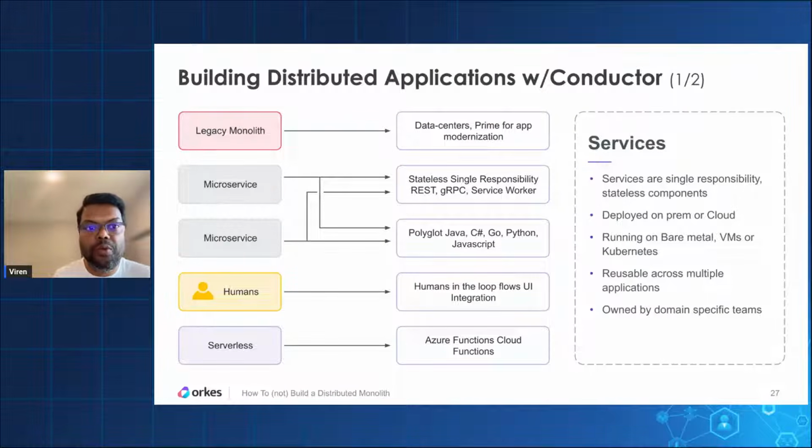Another thing is, you have legacy monoliths which are prime for app modernization, but not there yet. Maybe they are running in data centers. And last but not least is humans, right? Not every service is completely automated. Sometimes you have a hybrid nature, right?